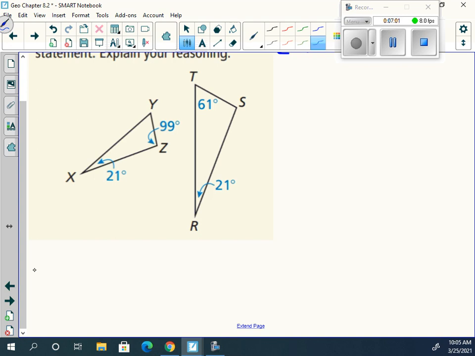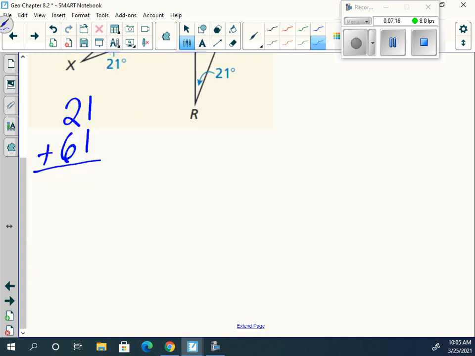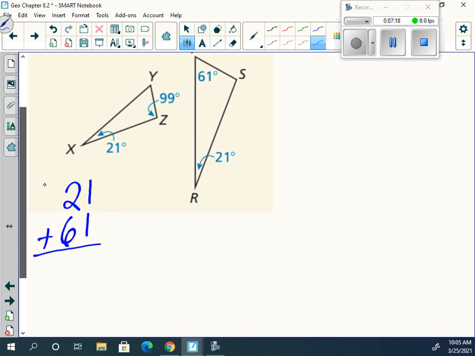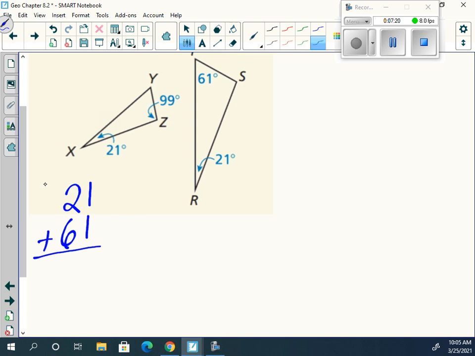S. Now, neither one of these angles is 90 degrees, so we can't use the acute angle theorem. But we can still add those two together. We can do 21 plus 61. We can add those two angles together because, again, the sum of any three angles in a triangle is 180. And if I add these together, I get 82.